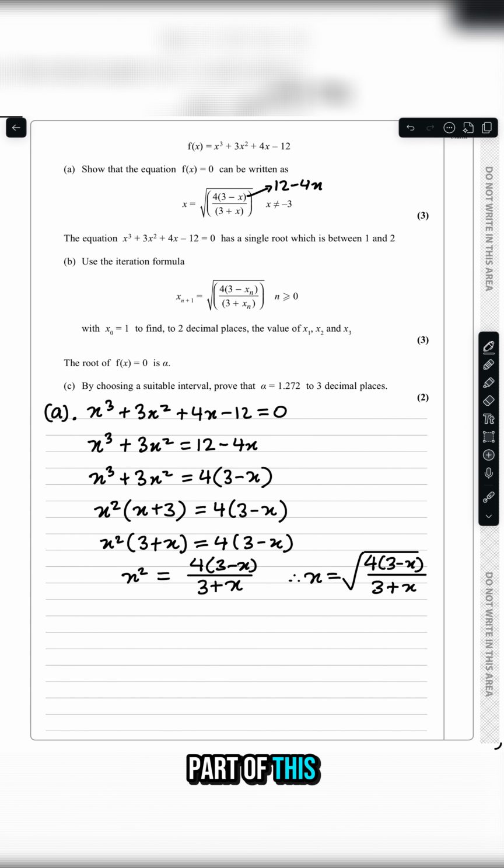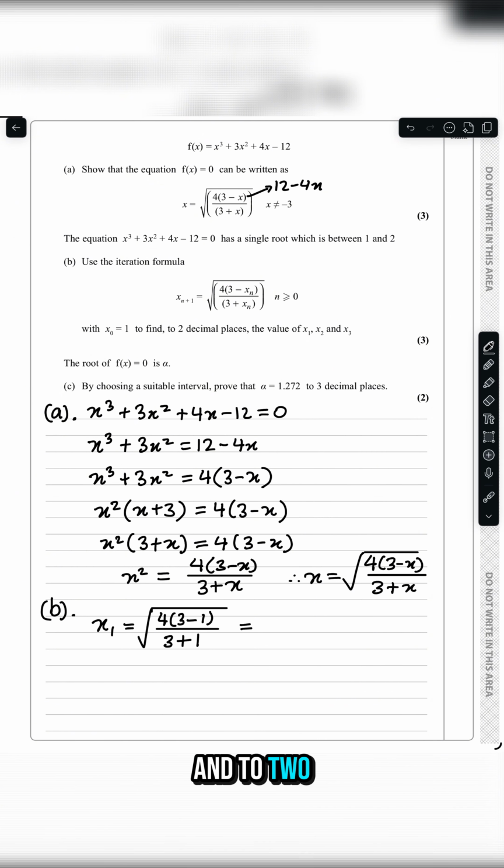In the second part of this question, we are told to use this iteration formula with x0 equals 1 to find, to 2 decimal places, the values of x1, x2 and x3. In order to find the value of x1, we need to substitute x0 into the iteration formula. To 2 decimal places, we get a value of 1.41.